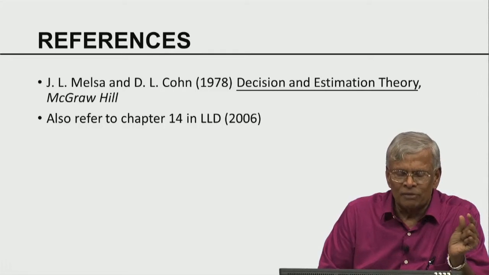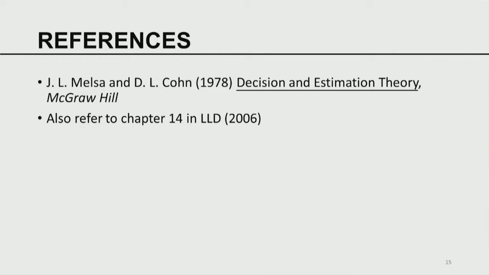It has an engineering flavor, and whenever I have trouble with these, I always fall back on Melsa and Cohen, or Sage and Melsa. These are the two books, and we also refer to many of these things in chapter 14 of our book on data assimilation. With these two, you should be able to get a rather complete picture of the basic elements and properties of statistical least square estimation.